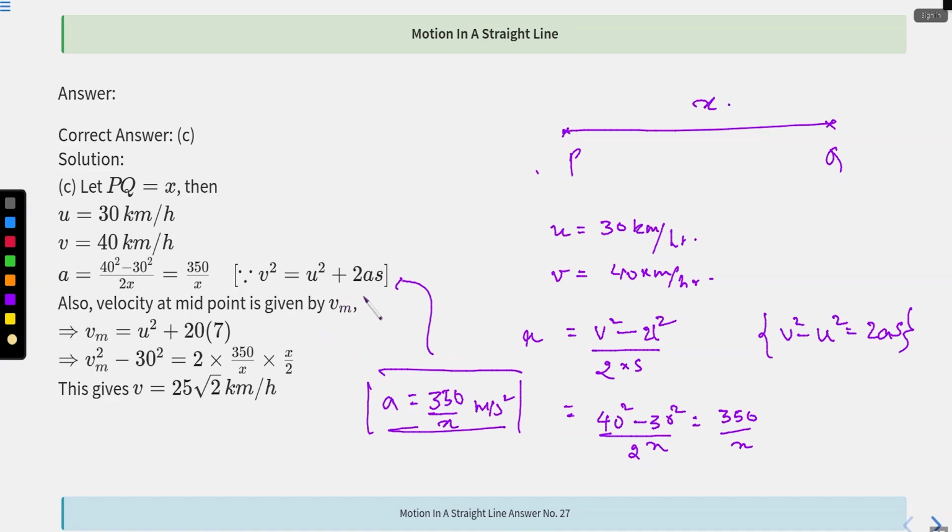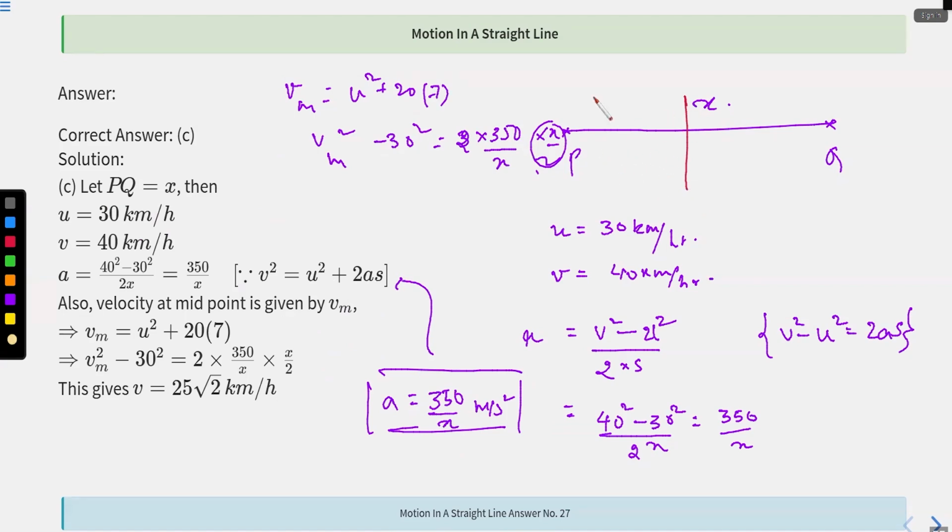Now we need to find the velocity at midpoint. So the velocity at midpoint, Vm, will be from v square equals u square plus 2as. That is Vm square minus 30 square is equal to 2 into 350 by x into x by 2. Why is it x by 2? Because we need to find it at the middle point, right? So first you have to find the acceleration over the entire distance x. Now you need to find the final velocity over here. As you have obtained the acceleration, you will be finding the final velocity at the midpoint.